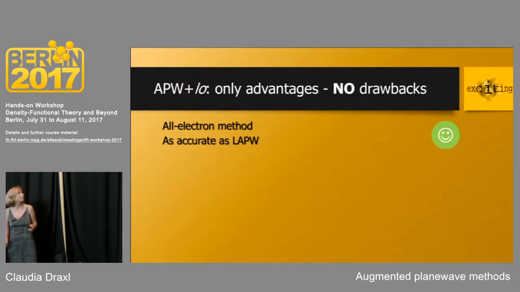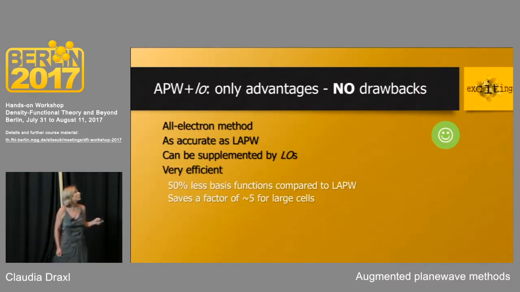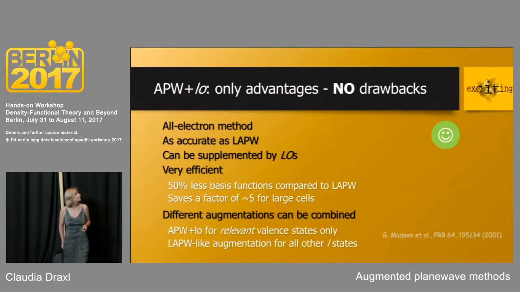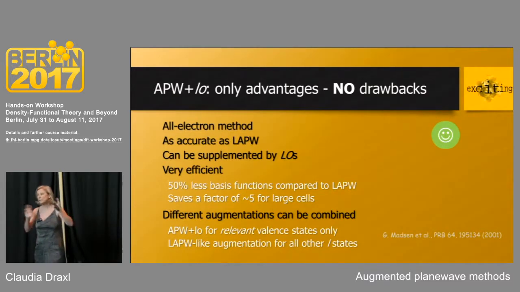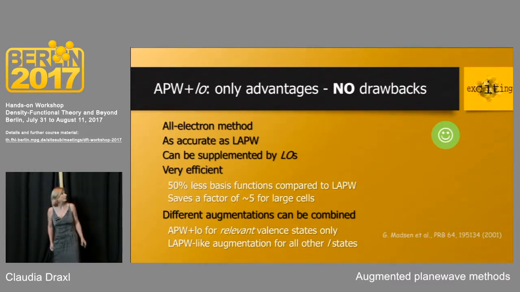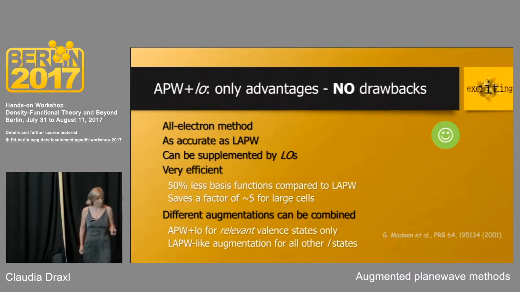So it's an all-electron method, as accurate as LAPW. It can be supplemented by local orbitals. It's very efficient because you need 50% fewer basis functions compared to LAPW, and this saves a factor of 5 to 10 or whatever in computing time. So you can also mix all these concepts. So you can use different augmentations for, let's say, APW plus LO for the relevant states close to the Fermi level, and APW-like functions or augmentation also for the other states.